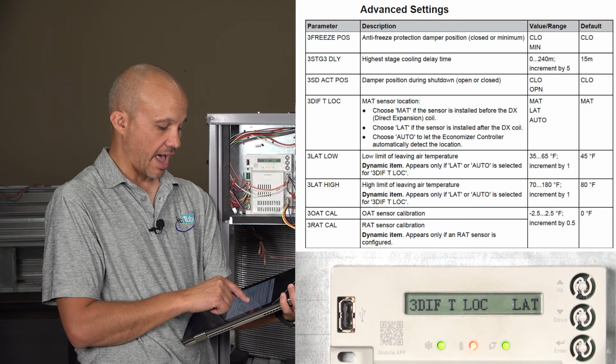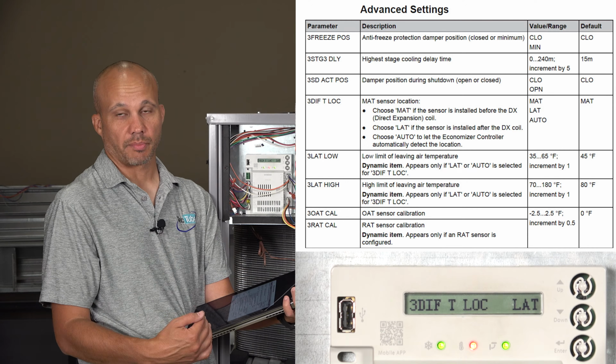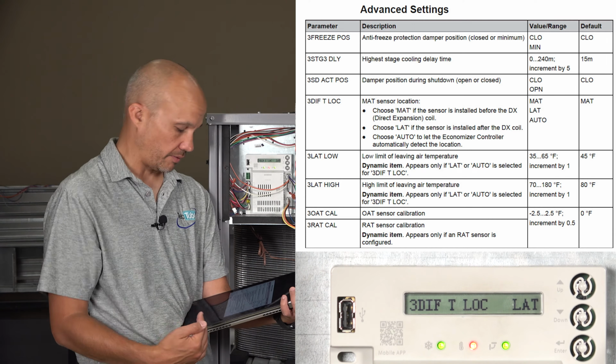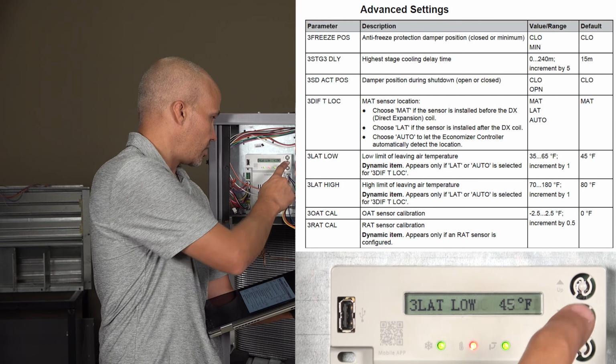So that would be after the coil, would be LAT, leaving air temperature. So mixed air temperature means before the coil, LAT, leaving air temperature, means after the coil. And it just tweaks the sequence a little bit. So you can do that if you ever needed to.